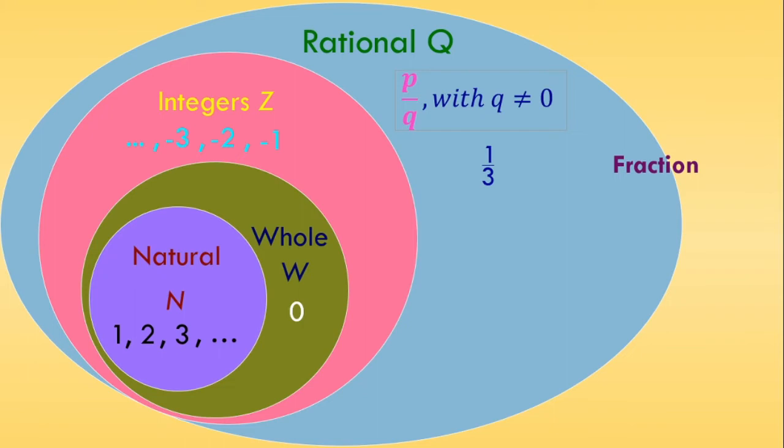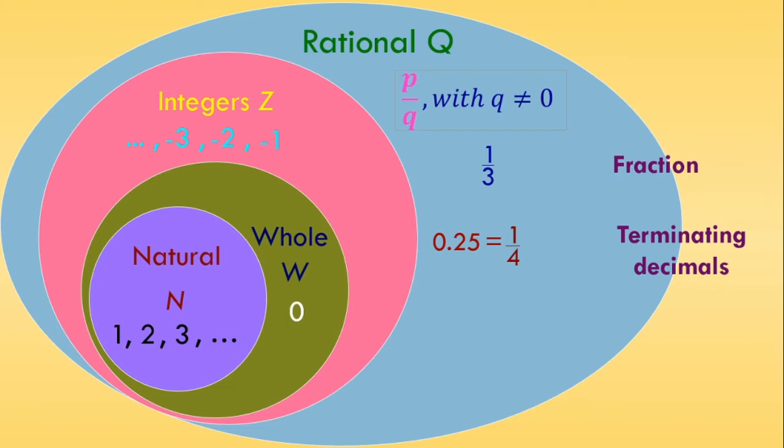A decimal number can be a rational number if it satisfies either one of the following. First, all decimals with terminating decimals are rational numbers. For example, 0.25. It can be expressed as a ratio, that is 1/4.